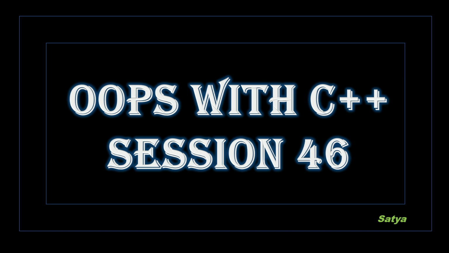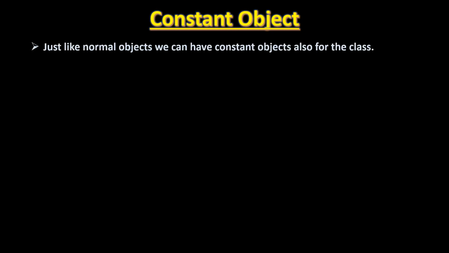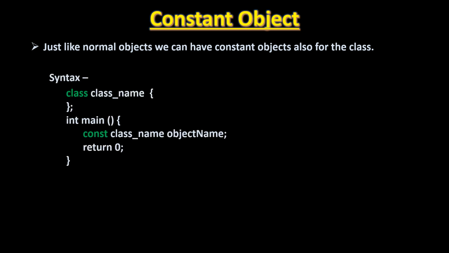In the previous session we discussed constant member functions, constant data members, and also mutable data members. Today let's focus on constant objects. Just like normal objects, we can have constant objects also. Just like how you write class name, object name, in the same way we can create constant objects also. And the syntax is very simple.